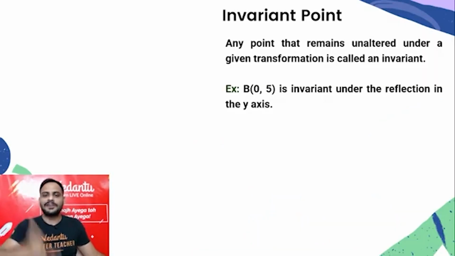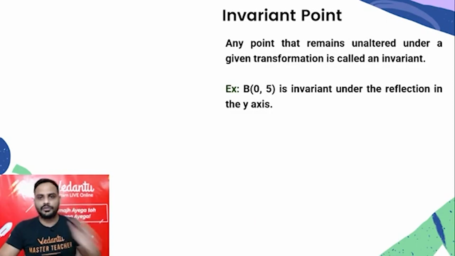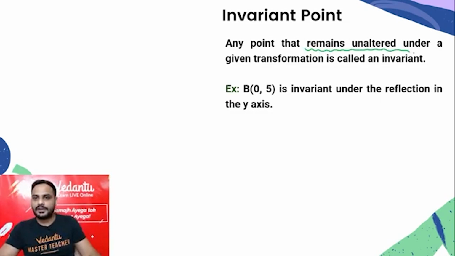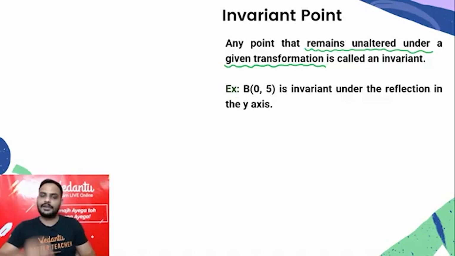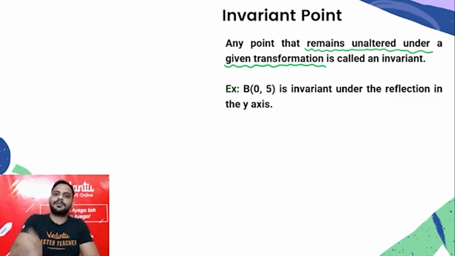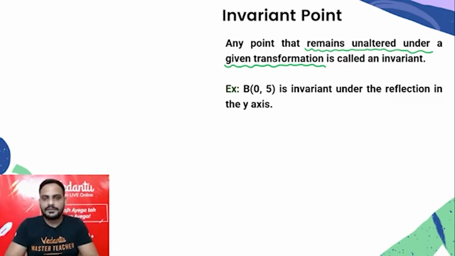Okay, now invariant points. Invariant points are those points which remain unaltered under a given transformation. That means the image is the same as the object. Wherever the object is, at that same point the image is, and that happens when the point is present on the mirror.